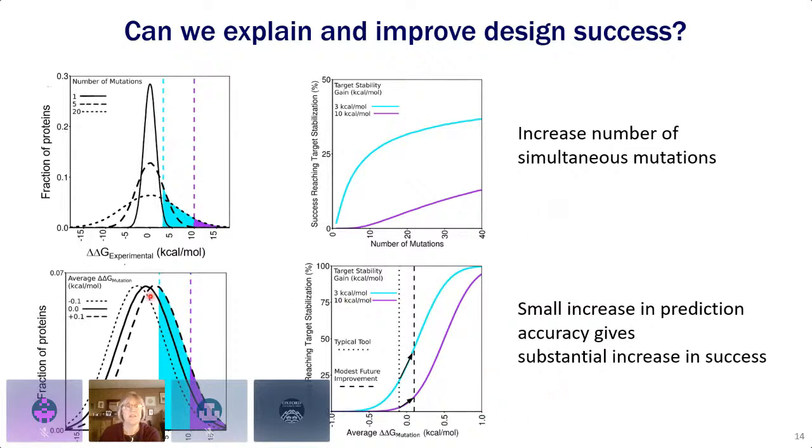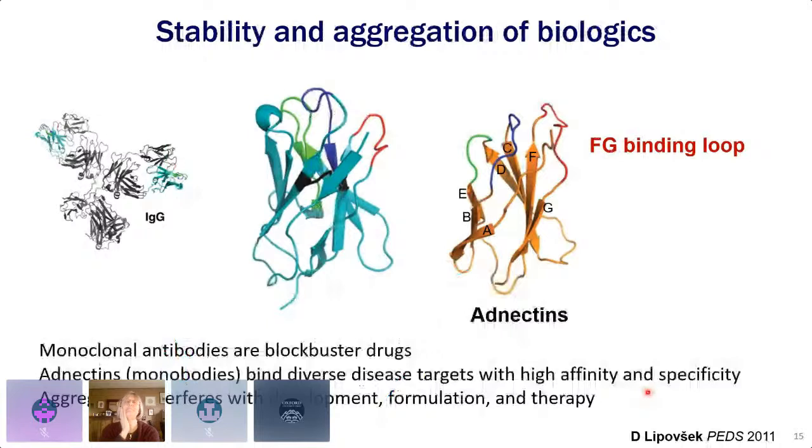Another thing to note here is if our prediction accuracy increased even a little bit from 0 in the solid line to 0.1 kcal per mole stabilization, you would gain a lot in terms of success of making stable proteins. So I think our prospects for the future are good here to continue to improve our design success. Okay, so that was trefoil.